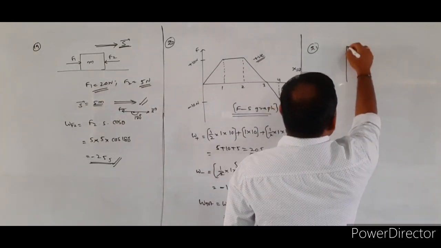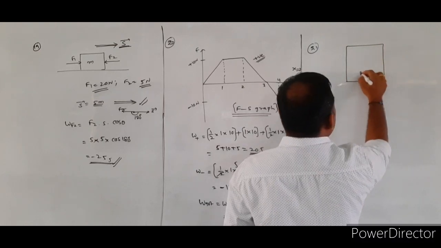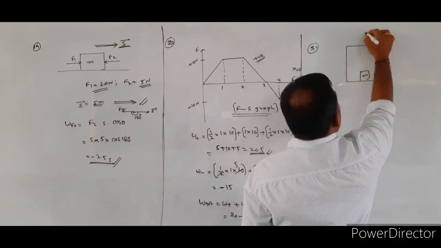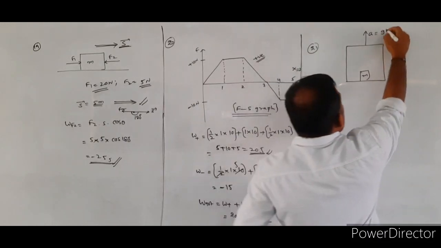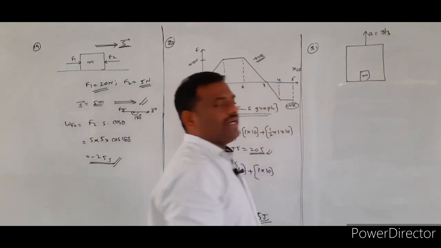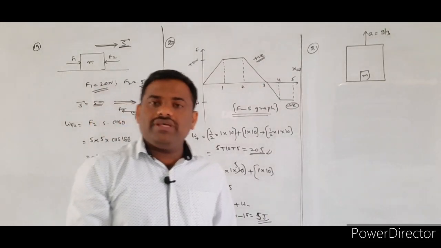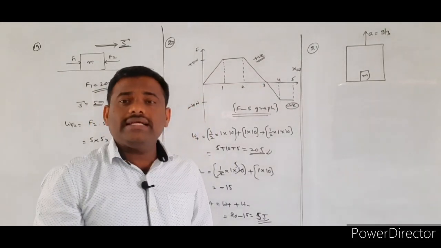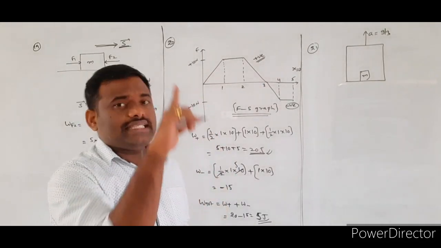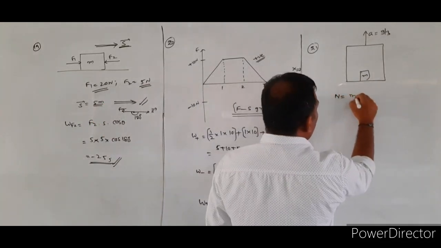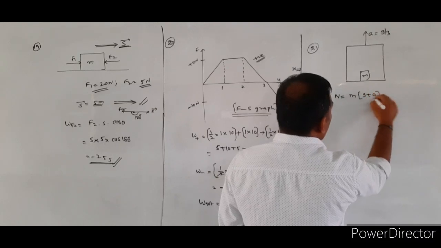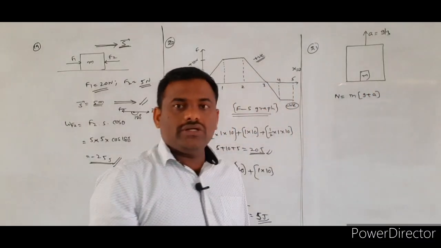A person is standing inside the elevator, and this elevator is moving in the upward direction with an acceleration of g by 3. A is equal to g by 3. Whenever the lift is moving in the upward direction, the normal reaction value is equal to m into g plus a.